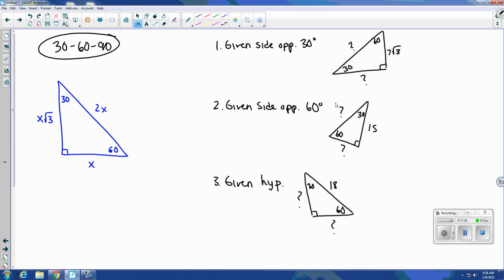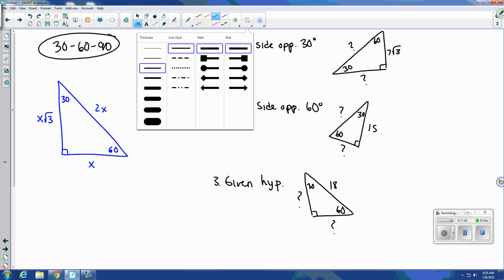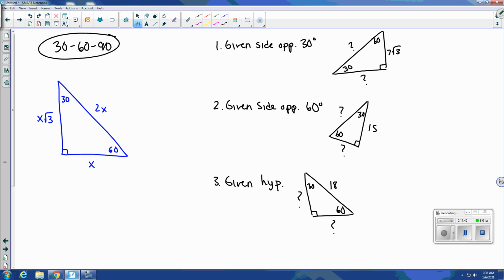So to find the other two, in this case, we don't have the luxury of utilizing the fact that it's isosceles or there's some special relationship that we can just jump to Pythagorean theorem on. The special relationship that we're going to use is this reference triangle that we have off to the side. So if I have the side opposite 30, we know on my reference triangle that the side opposite 30 is x. So on my reference triangle, I'm going to say x is equal to 7 root 3 because that's given to me in the problem.